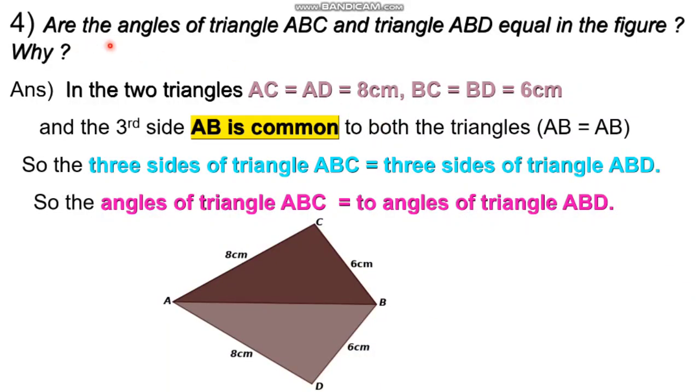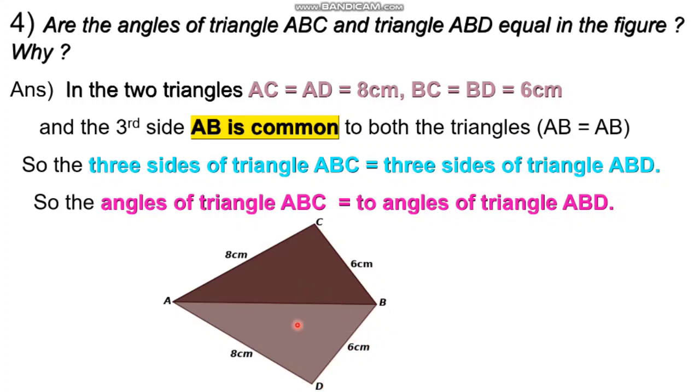Question 4. Are the angles of triangle ABC and triangle ABD equal in the figure? Why? Look at the figure. There are two triangles. We can see triangle ABC and triangle ABD. Isn't it? Now, look at the sides. AC and AD, they are equal, 8 centimeter given. Next, here BC is equal to 6 centimeter and BD is equal to 6 centimeter.